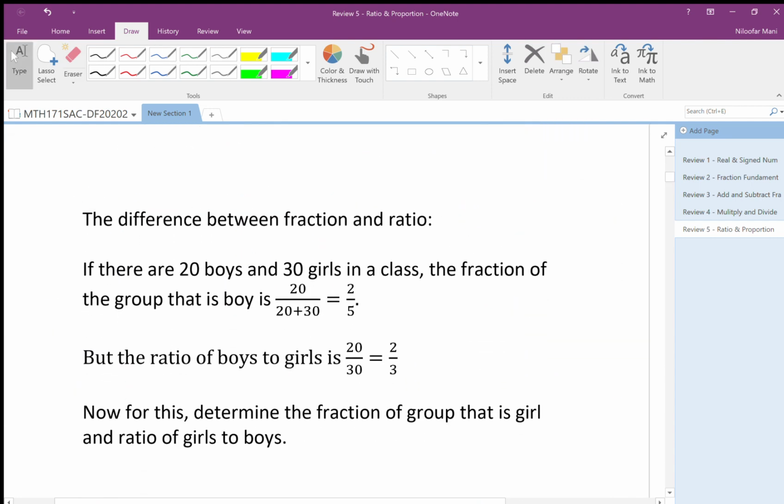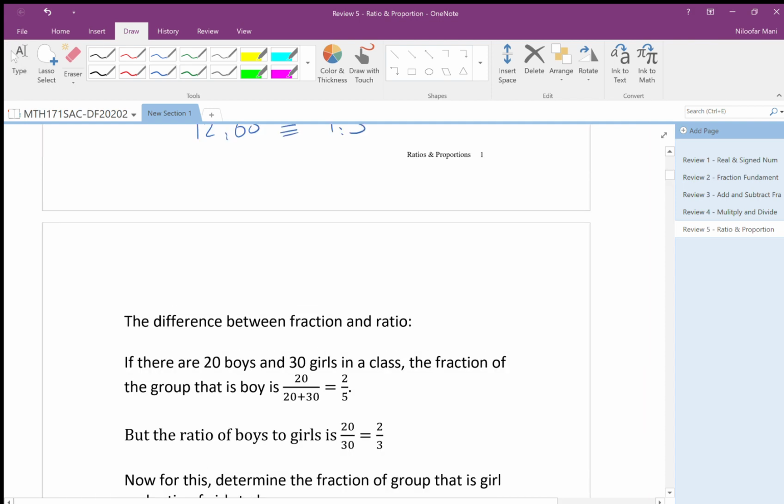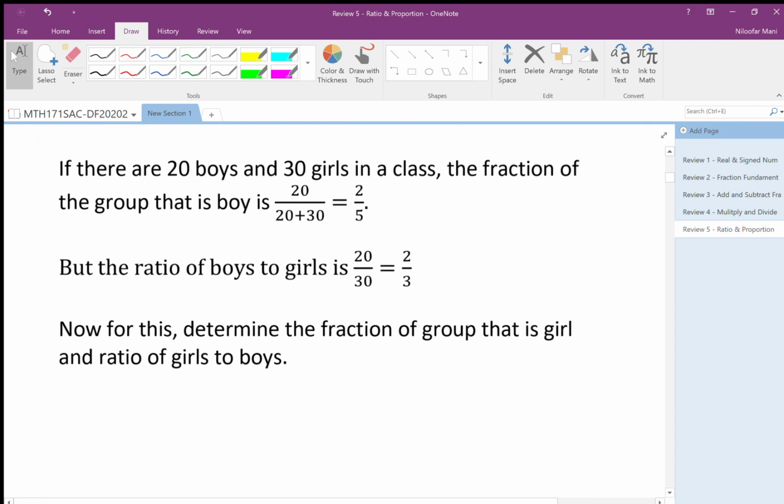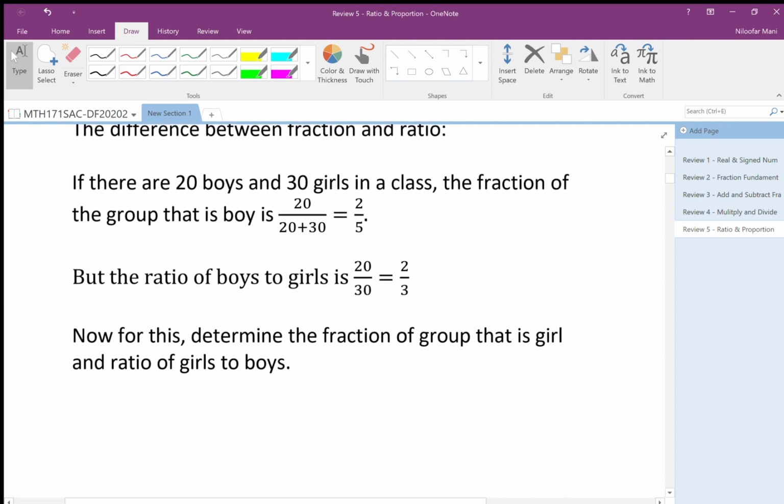Now I add this to the lesson because I like to make it clear for you. The difference between fraction and ratio, I want to show with this example. If there are 20 boys and 30 girls in a class, for example, I have a class, I have 50 students, and I have 20 boys and 30 girls. That's an example. So, what is the fraction of the group that are boys? Remember, part over total. It says boys. So, what is the number of boys? 20. What is the number of total? I have to add them, 20 plus 30, because fraction.